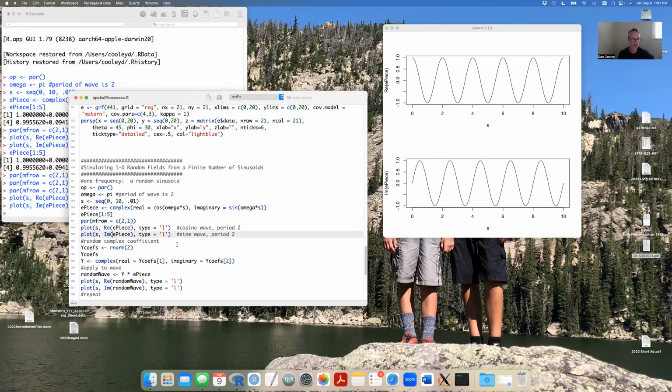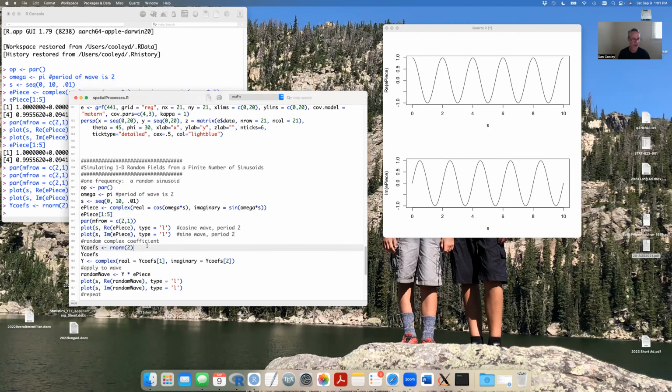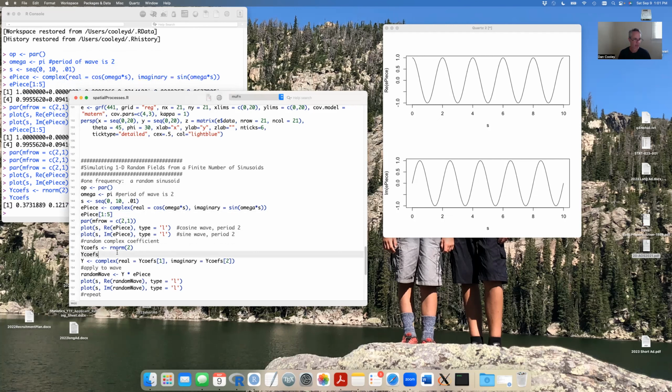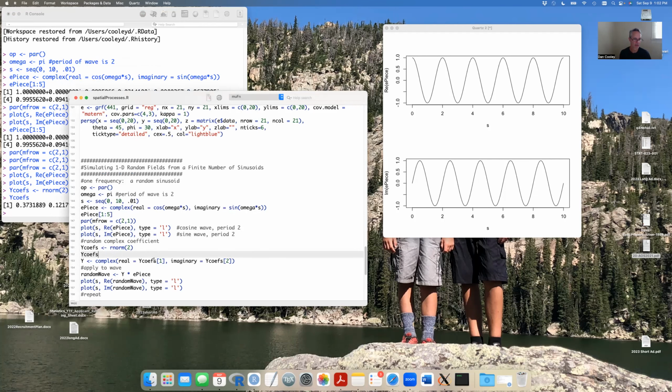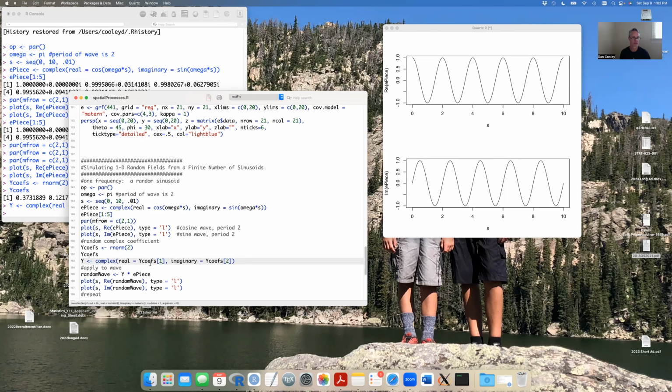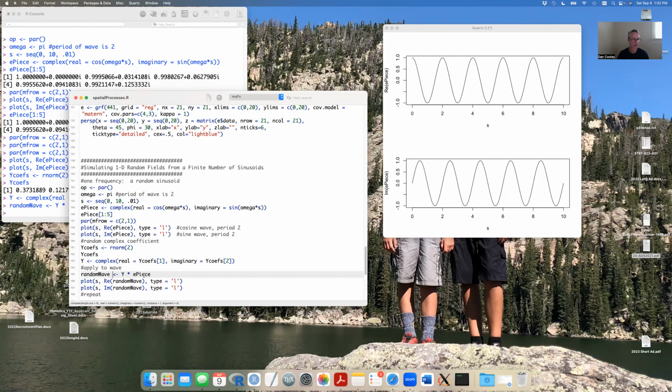So now we're going to introduce a random complex coefficient. The way I'm going to do that is I'm going to draw two random normals. So I got 0.37 and 0.12 here. I'm going to create a complex number from those two just by calling the first one the real bit and the second one the imaginary bit. Now I'm going to apply it to my wave. So I'm going to take y times the e piece, and so I create my random wave.